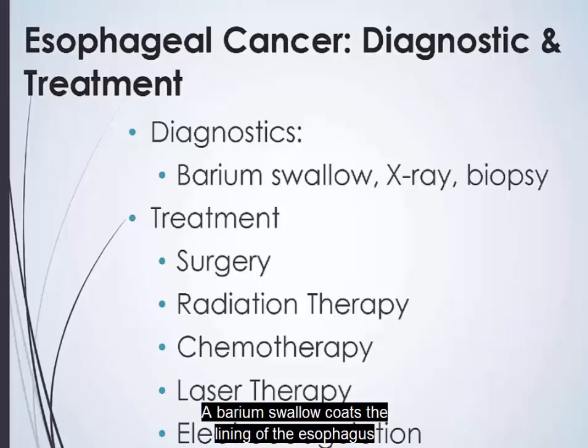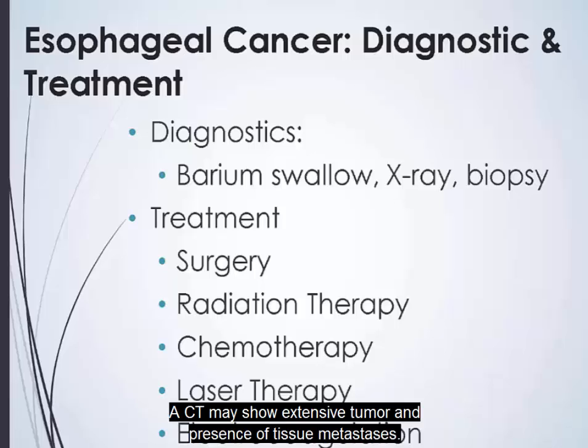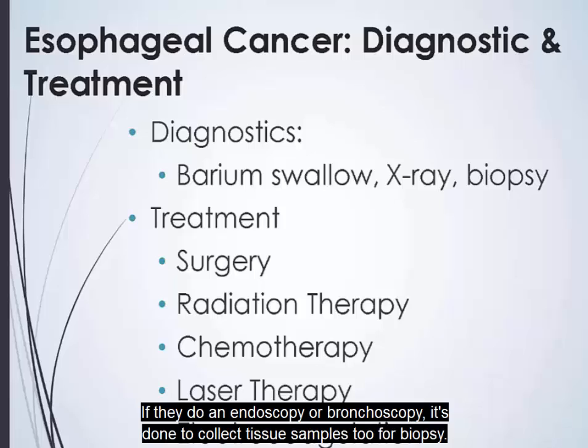A barium swallow coats the lining of the esophagus so that the lining clearly shows up on the x-rays. This may show lesions that may require biopsy. A CT may show extent of tumor and presence of tissue metastases, and chest x-ray could show metastases or tracheoesophageal fistula. If they do an endoscopy or bronchoscopy, it's done to collect tissue samples too for biopsy.